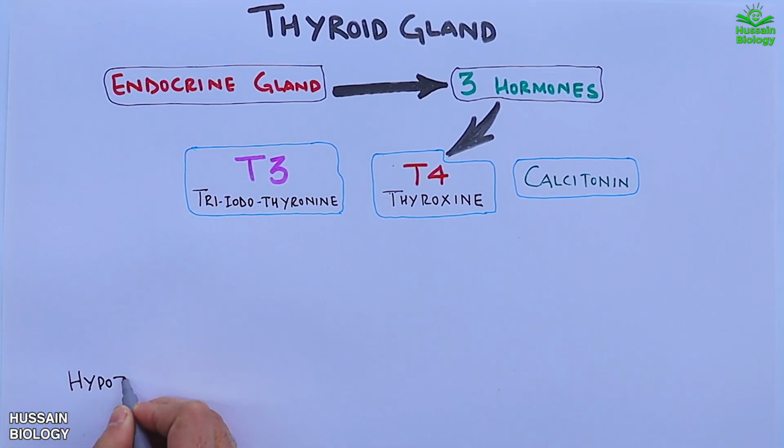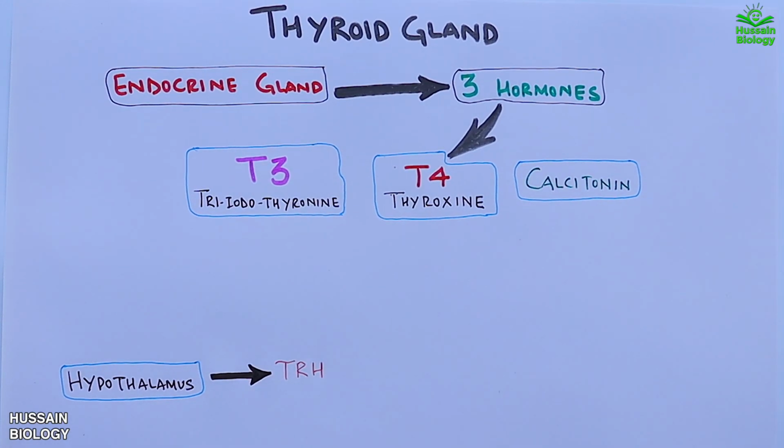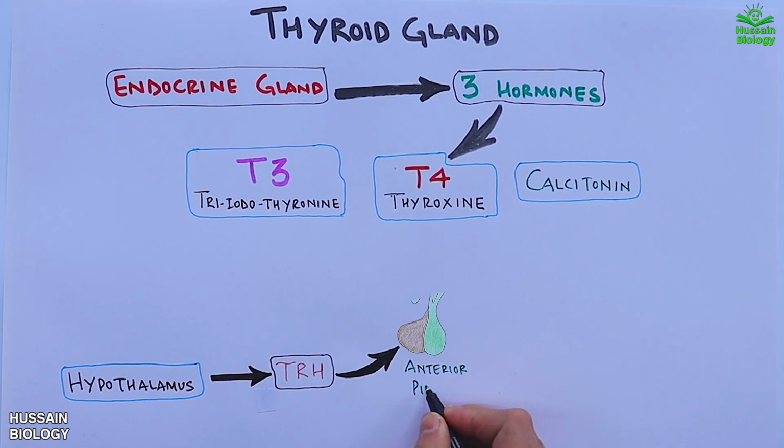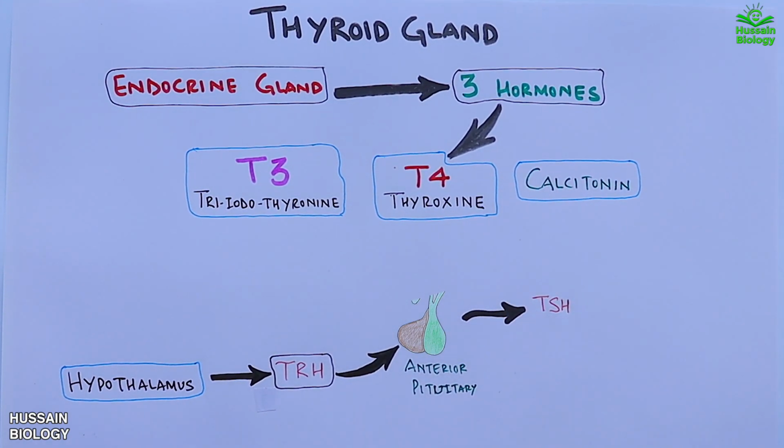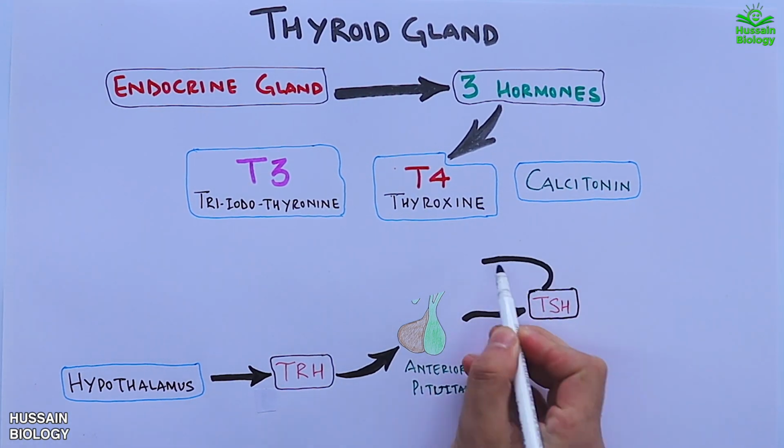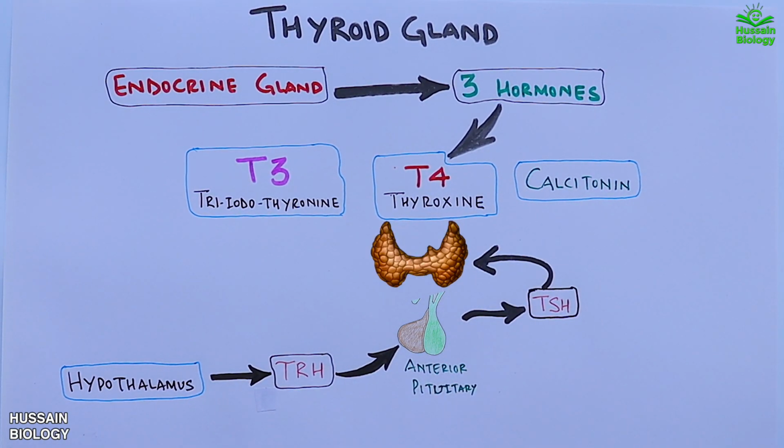We see the hypothalamus releases TRH, that's thyrotropin-releasing hormone. It stimulates the anterior pituitary, which secretes TSH, that's thyroid-stimulating hormone. Then this TSH targets the thyroid gland, and it stimulates the release of thyroid hormones like T3, T4, and calcitonin.